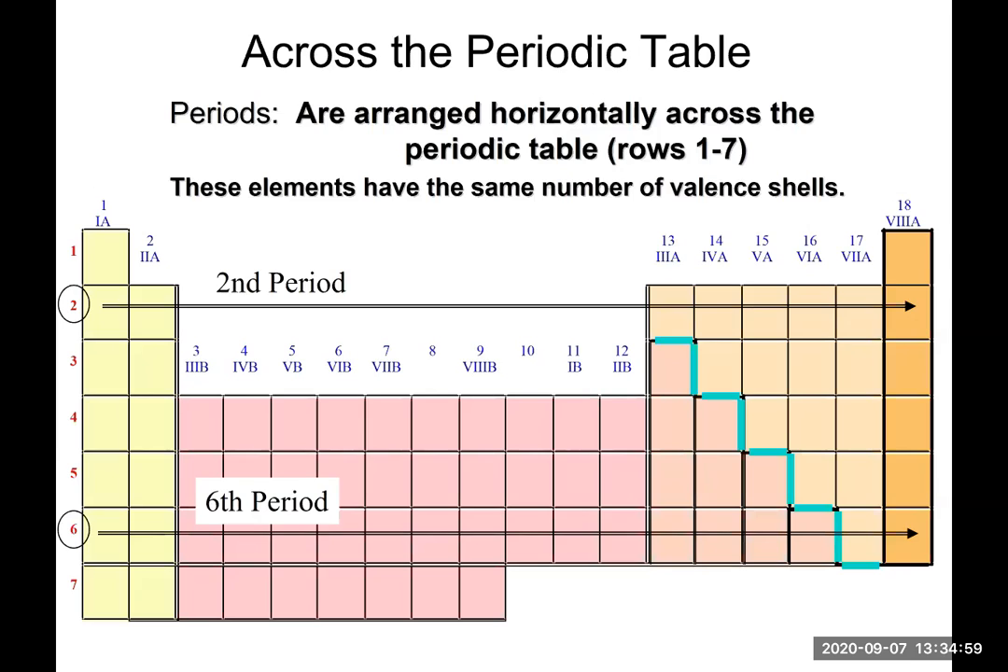So this particular slide is showing you the rows or the periods, and it's pointing out in particular row or period 2 and row or period 6, but it could very well point out row or period 1, 3, 4, 5, and 7 just as well. It's just pointing out those so that you can get a clear picture that a row or a period goes all the way from the left side of the periodic table to the right side of the periodic table, and those elements that have the same row or period number have the same number of valence shells.